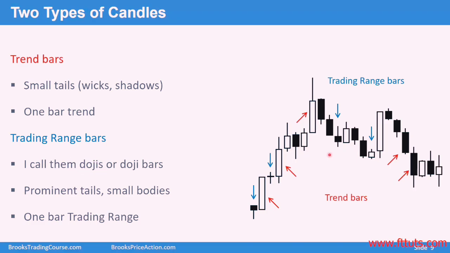Trading range bars in general have smaller bodies and more prominent tails. I view them as a one bar trading range, and on some smaller time frame chart, they are one bar trading ranges. A bull trend bar is a one bar bull trend, and on a smaller time frame chart, it's a pretty strong bull trend. And a trading range bar, or a doji, is a trading range on a smaller time frame chart.